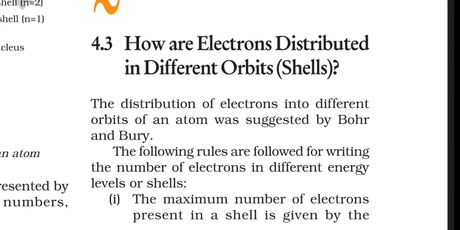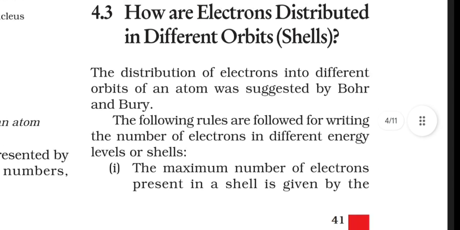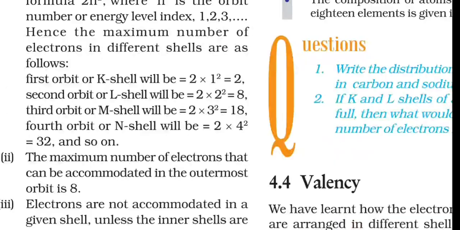The distribution of electrons into different orbits of an atom was suggested by Bohr and Bury. The following rules are followed for writing the number of electrons in different energy levels or shells. The maximum number of electrons present in a shell is given by the formula 2n squared, where n is the orbit number or energy level index: orbit number 1, 2, 3, 4. Hence the maximum number of electrons in different shells are as follows.